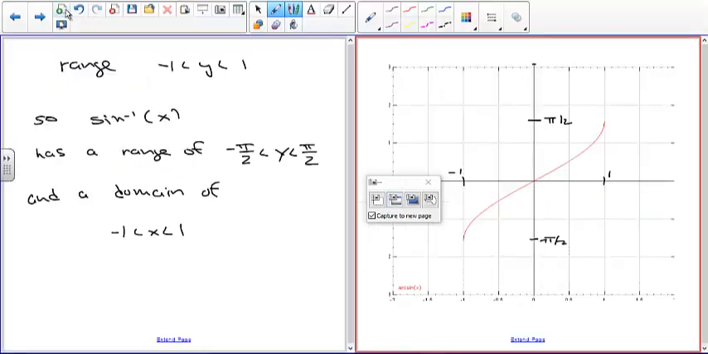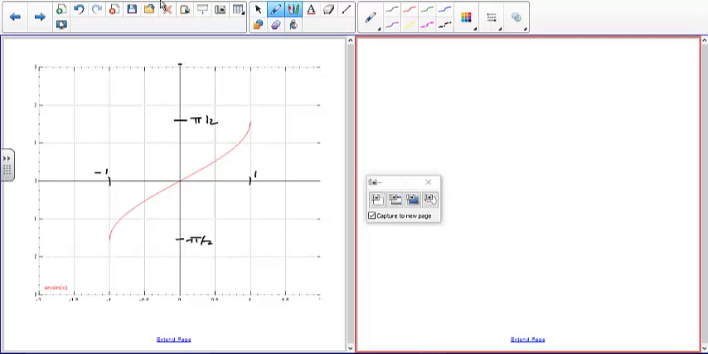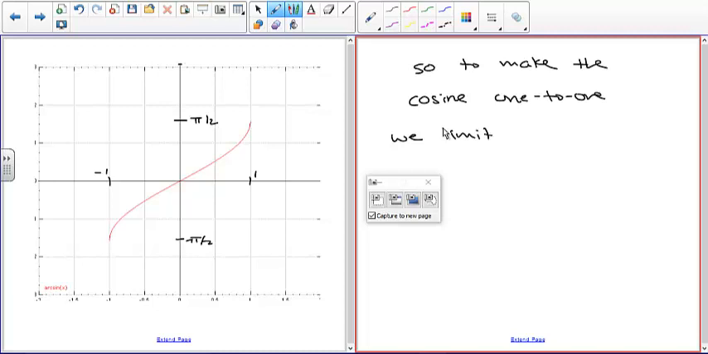So let me add a page to that. To make the cosine one-to-one, we limit the domain to 0 to pi. And I guess we include the endpoints, really. It should be equal to.